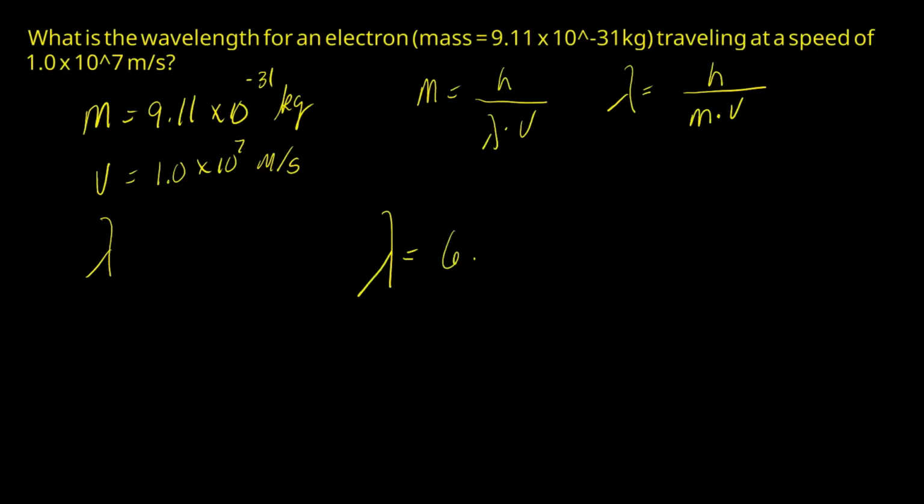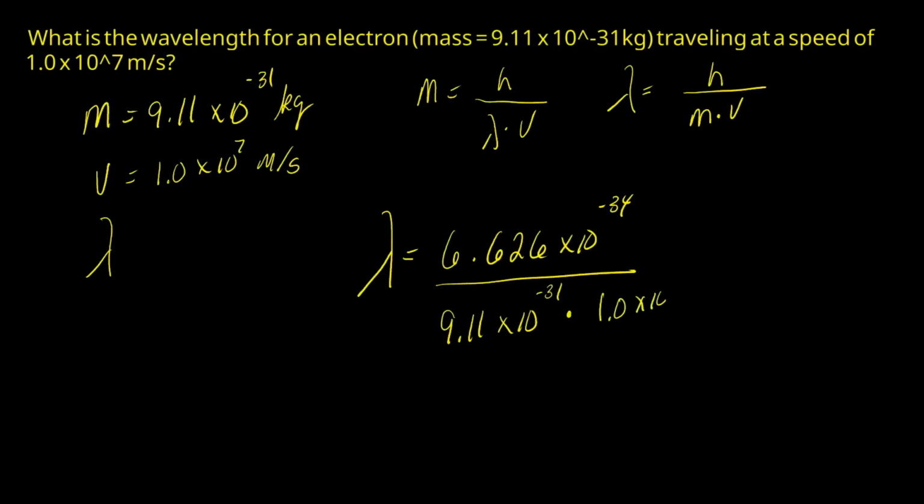Wavelength is equal to 6.626 times 10 to the negative 34th divided by the mass of the electron, which is 9.11 times 10 to the negative 31st kilograms, times the velocity of 1.0 times 10 to the 7th meters per second. So we get our wavelength is equal to 7.27 times 10 to the negative 11 meters.